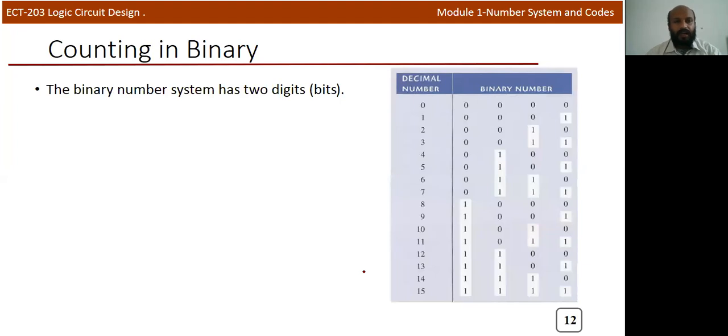And now we'll see how we can count a number in binary. For example, in decimal value, you can write 1 2 3 4 5 6 7 8 9. After this 9, we again will repeat the sequence. 9 plus 1, we'll write 10, 11, 12, 13, etc.